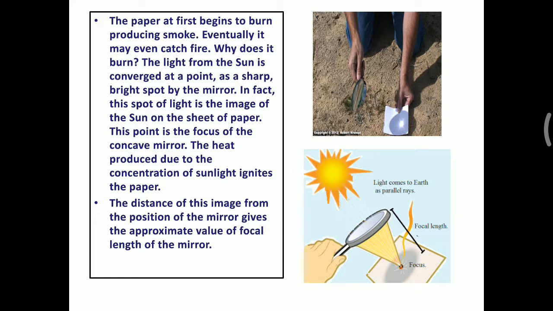Do you understand what is meant by focus and focal length? The bright spot appears on the paper, no? That spot is called the focus. The distance between the bright spot and the concave mirror is called the focal length. So the distance of this image from the position of the mirror gives the approximate value of the focal length of the mirror.